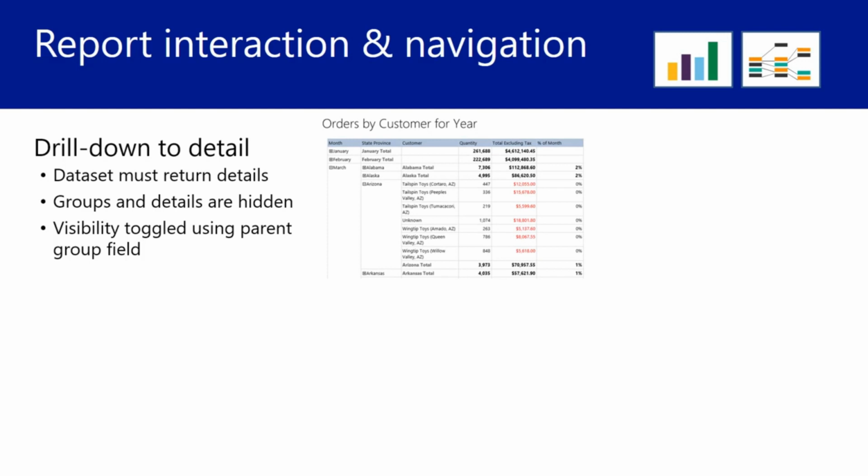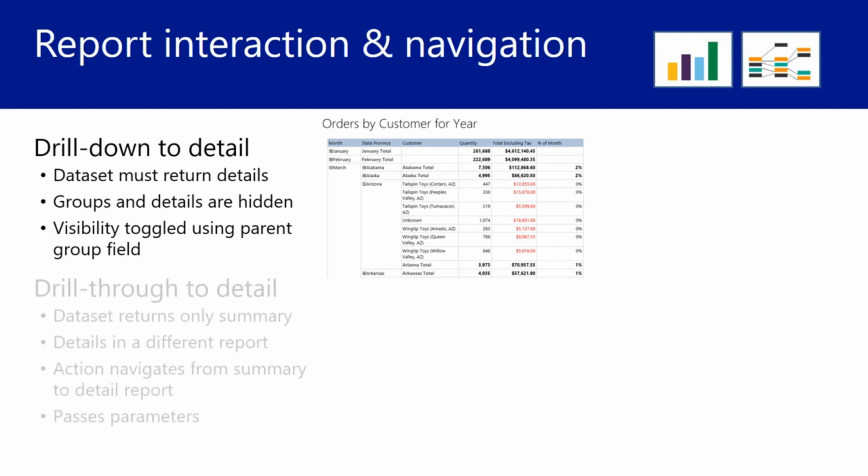In the orders by customer for year table report, you can see that records are grouped by month, then by state province, then by customer. With the state, province, and customer records hidden by default, we would see only summary information for each month. The user can select a month to expand and view all the states and provinces, and then expand a state to be able to see the customer detail records.